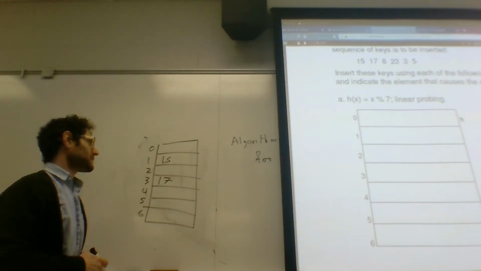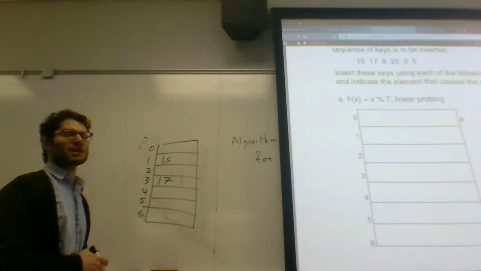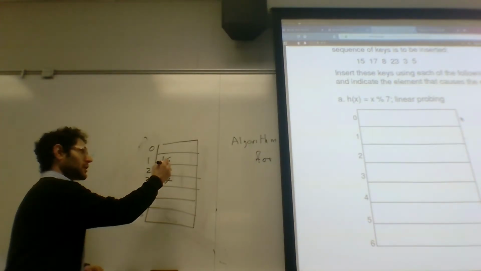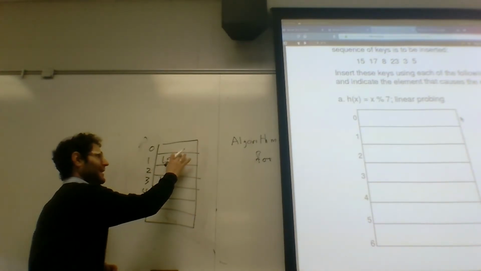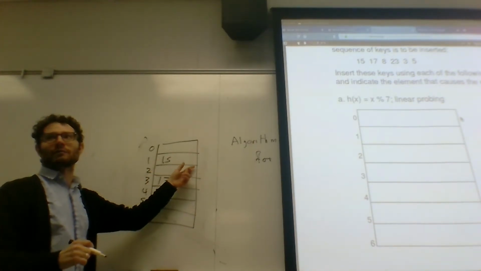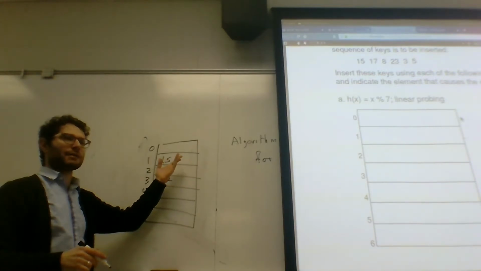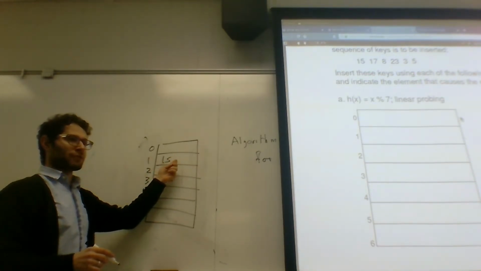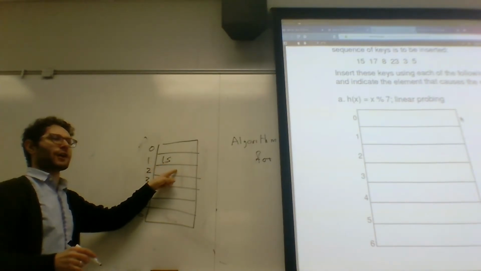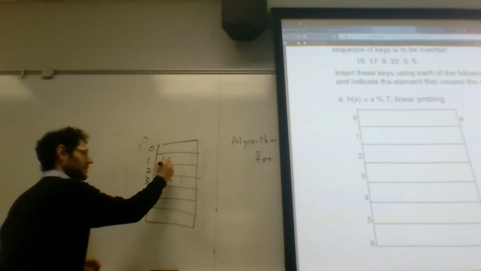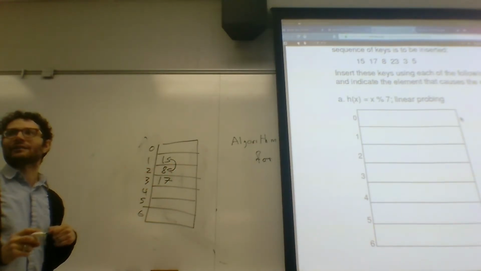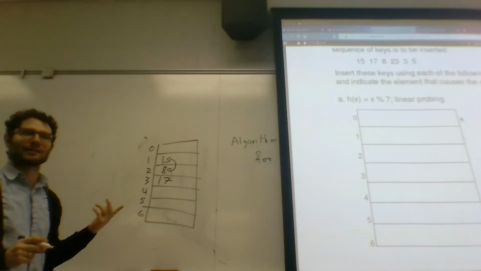8 goes where? So 8 is what? 8 mod 7 is 1. So we want to put 8 here. Oh wait, that doesn't work because this is linear probing. We can only fit one thing here, this is an array. So what do we do? We use linear probing and we look for the next available spot. So we put it here. I'm going to draw an arrow to indicate how that collision got resolved. Right? That makes sense.